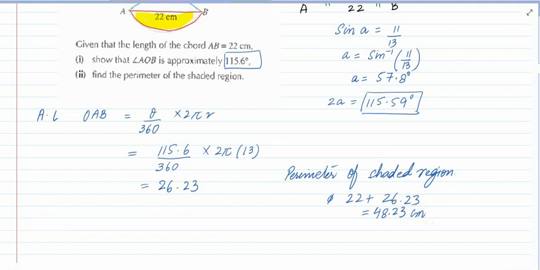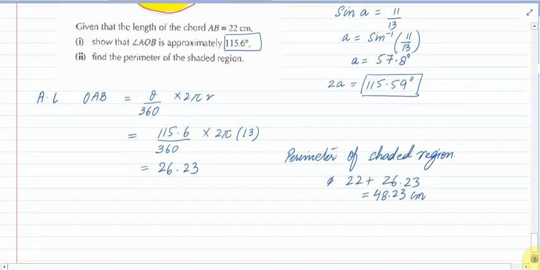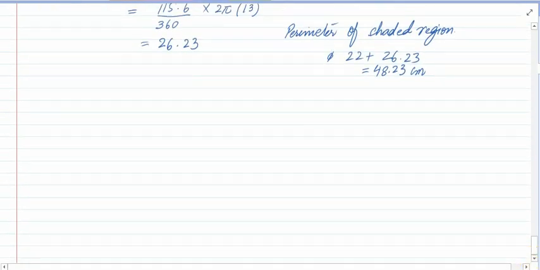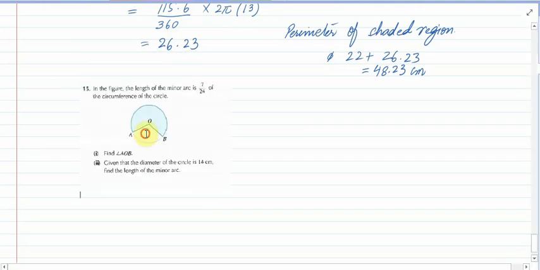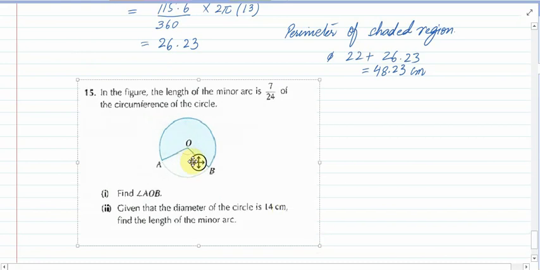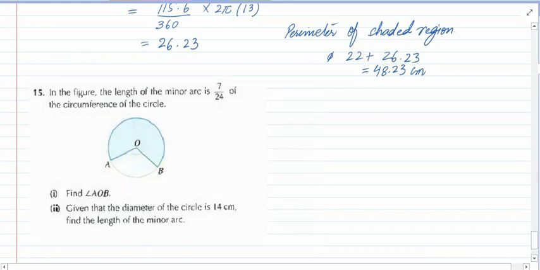I hope that you have an idea how we solve this question, and that wasn't a difficult one, right? So the correct working formula with the correct strategy, that is important. Now try this question, it's question number 15, and just stop the video and try whatever you think is right, just do it. It says in the figure the length of the minor arc is 7/24 of the circumference of the circle.